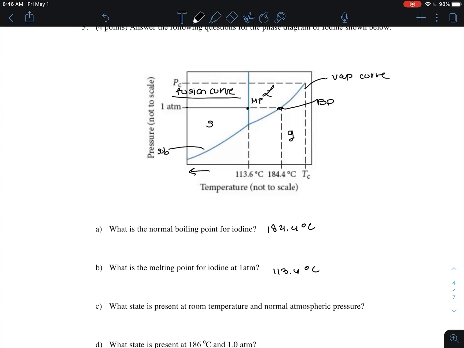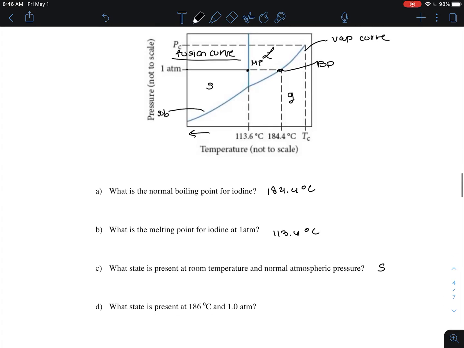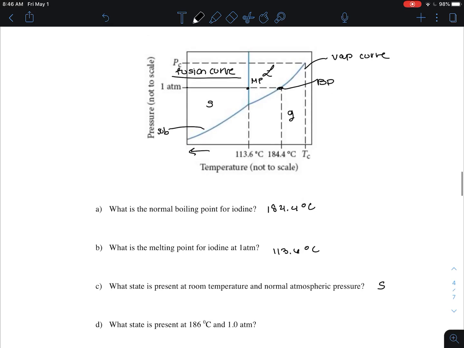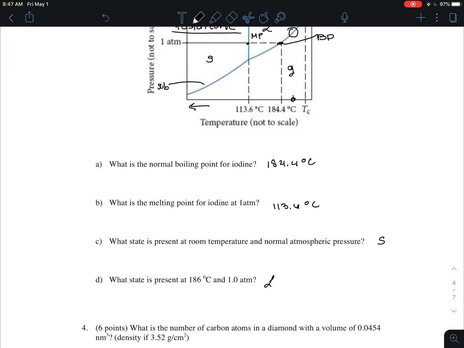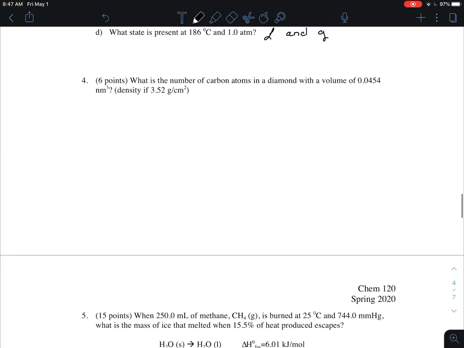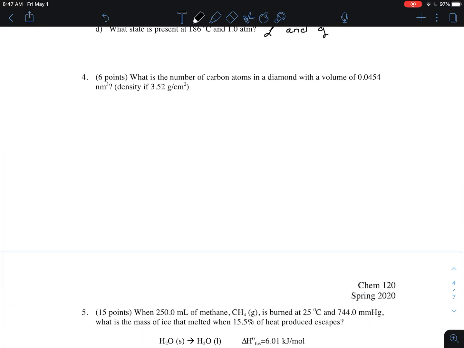What state is present at room temp and normal atmospheric pressure? So room temp is around 25 to 30 degrees Celsius. That's all the way down here somewhere, which means we'll be at solid. What is the state present at 186 and 1 atmosphere? So 186 is somewhere around here, and 1 atmosphere is over here. So you could be anywhere between the solid, the liquid, and the gas. I'm going to say liquid and gas phases are both possible.